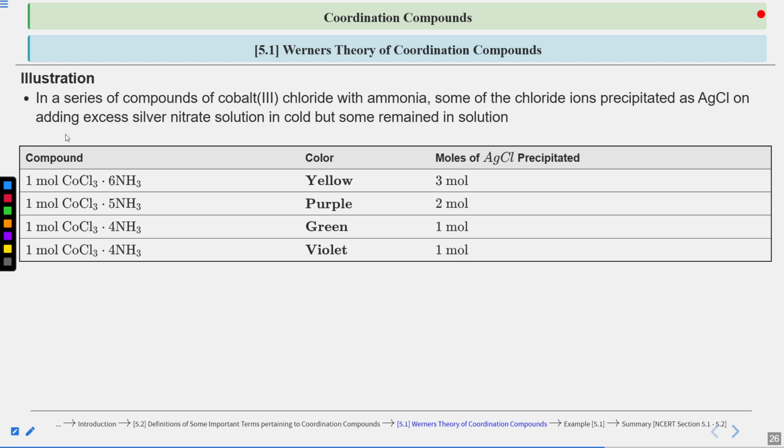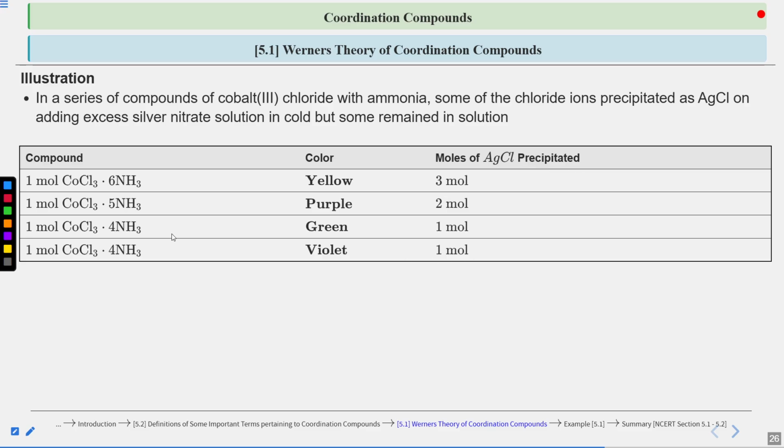If you observe this table, 1 mole of CoCl3.6NH3 gives the color yellow, and the moles of AgCl precipitated from this complex is 3. Similarly, 1 mole of CoCl3.5NH3 complex is purple in color, and the moles of AgCl you get from this is 2. 1 mole of CoCl3.4NH3, the green complex, gives 1 mole of AgCl as a precipitate, and 1 mole of CoCl3.4NH3 having violet color also gives 1 mole of AgCl precipitated.